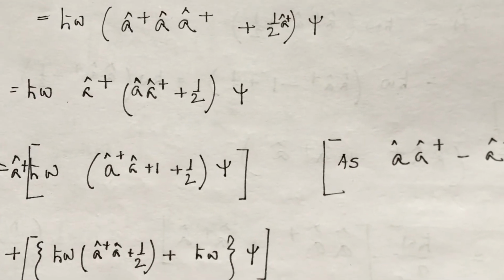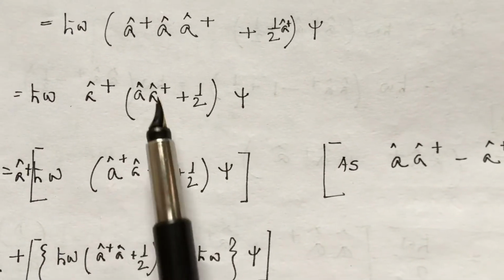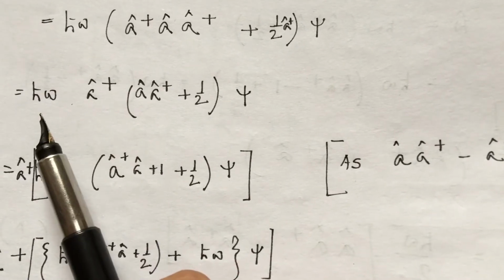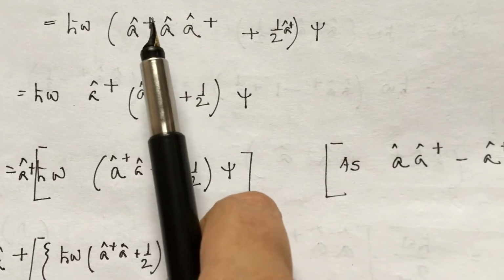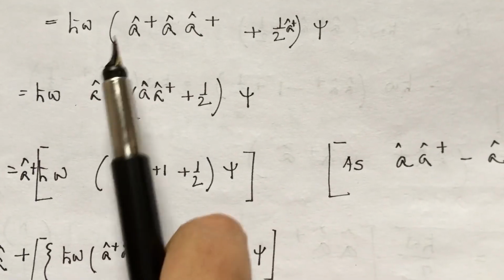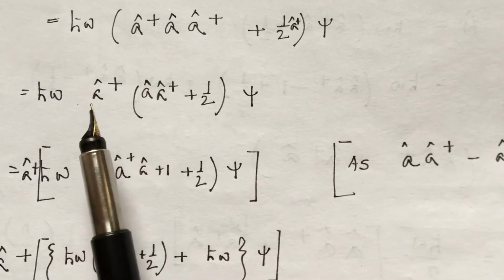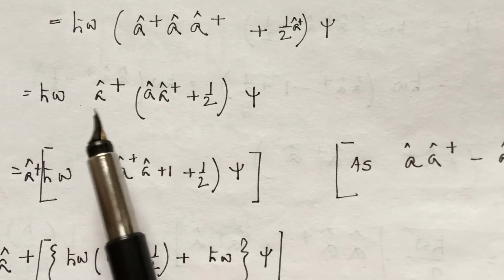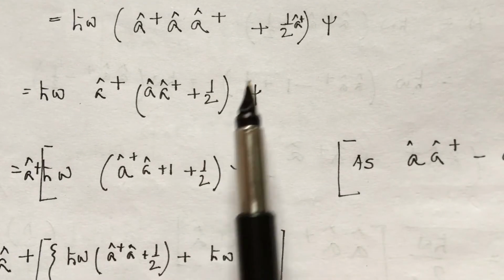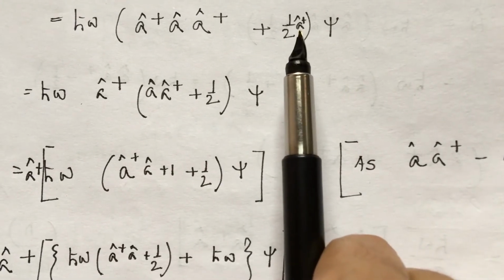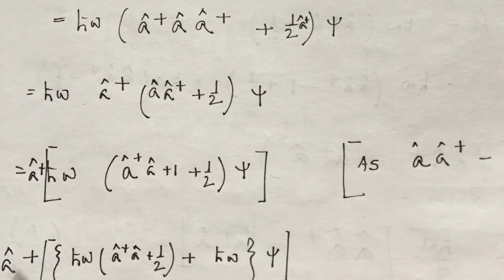So after this, I am taking A dagger common. This A dagger is from the right hand side, and I am taking this left hand side A dagger out of this parenthesis. So inside the parenthesis I have A dagger A plus half, because this term contains only one A dagger. Psi is there already.